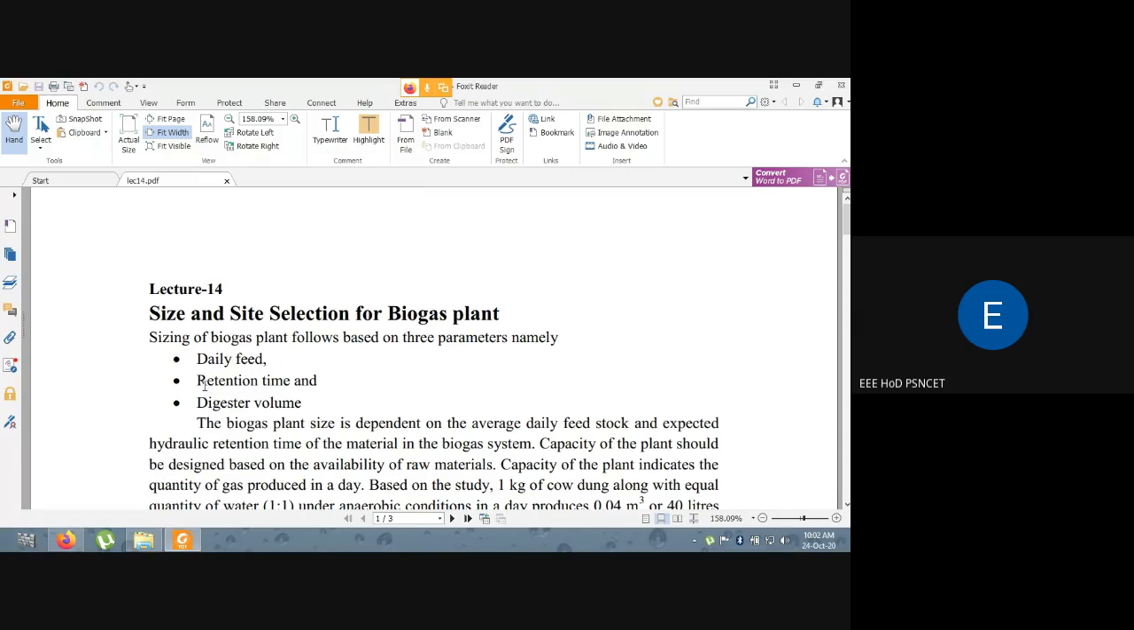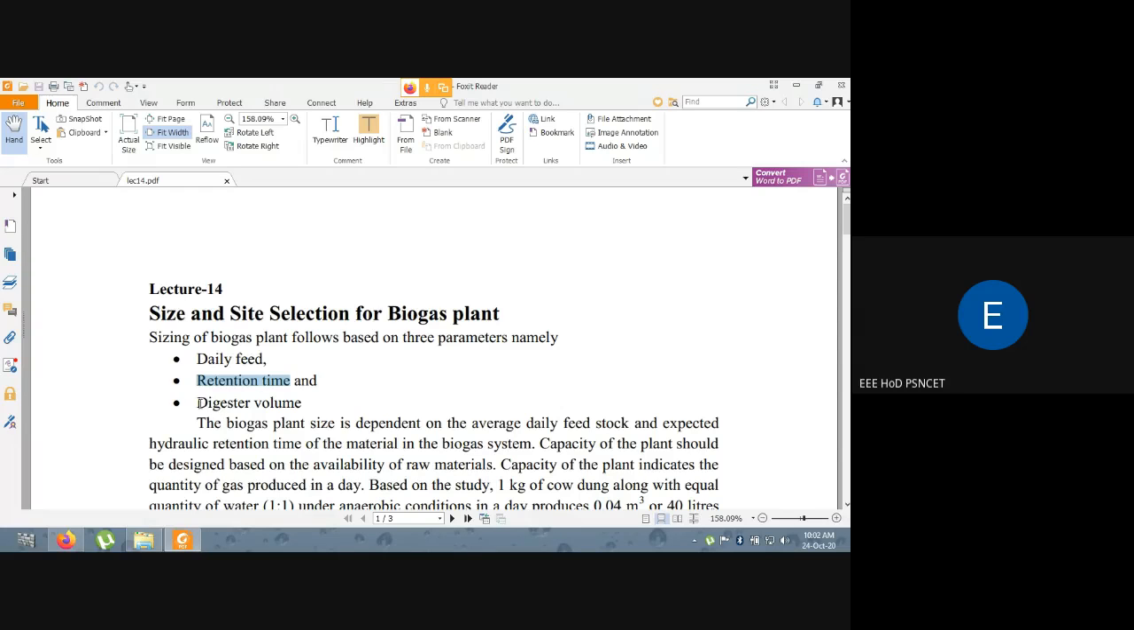So the daily feed defines the amount of cow dung applied on the mixing table. Okay, and the next thing is retention time. Yesterday we discussed how long the slurry stays in the digester. It is about 40 to 50 days that it will be available inside the digester where the anaerobic fermentation is taking place.